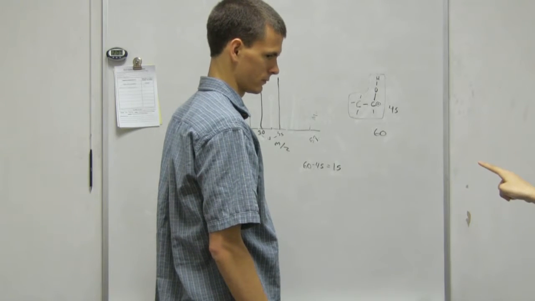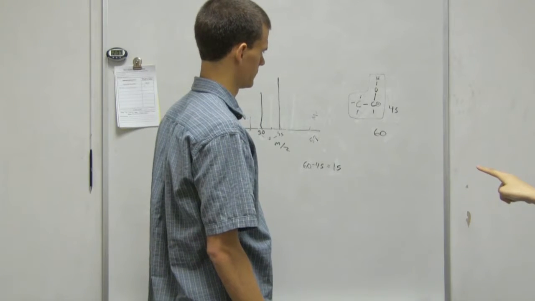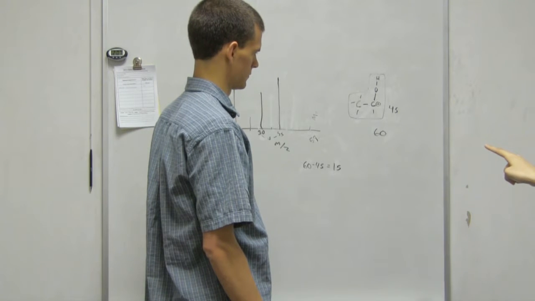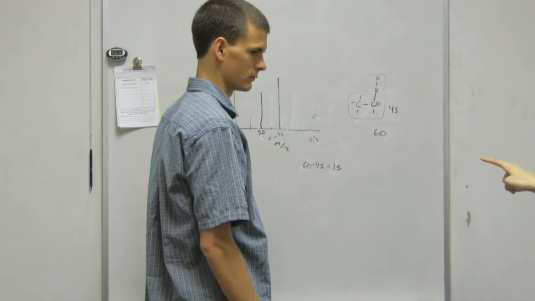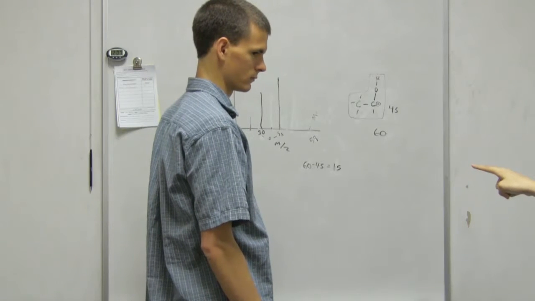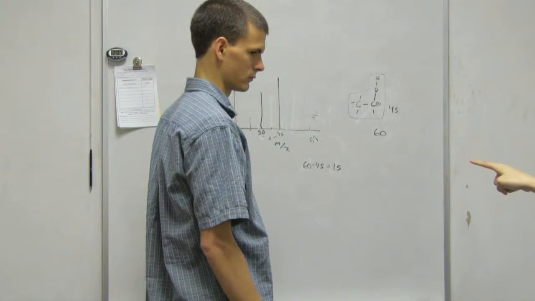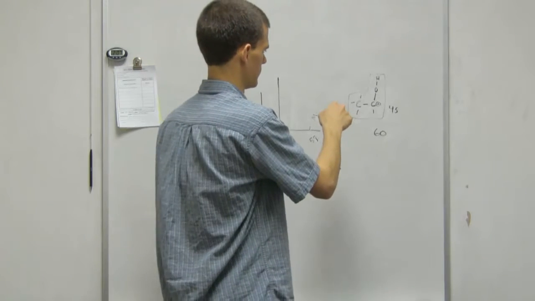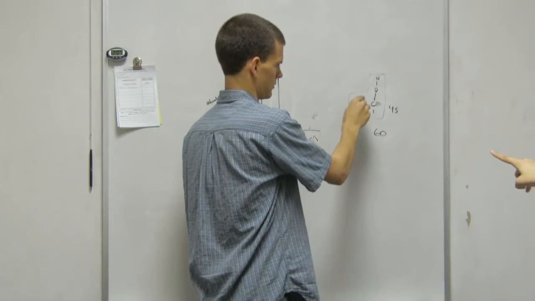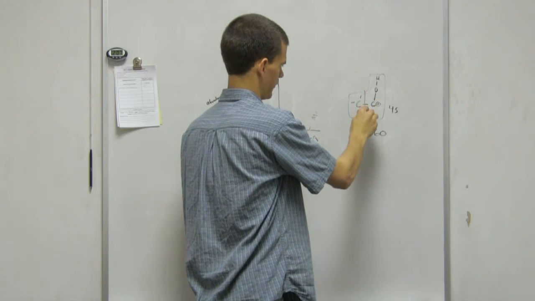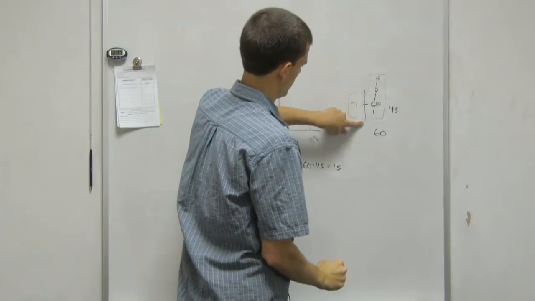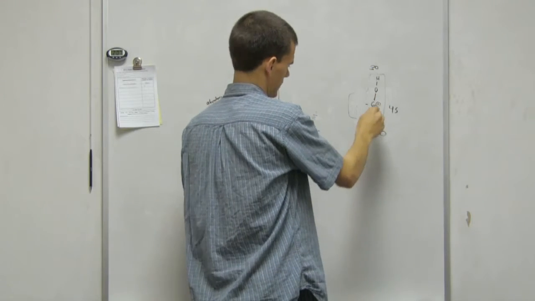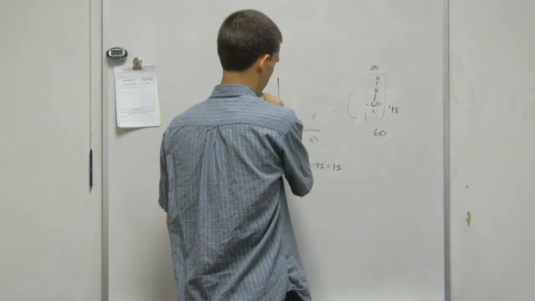Let's see, 12, 13, 14, 15. I think. Yeah, that's it. So what piece fell off? This one? This one, yeah. So if it lost this guy, now that'll weigh 30. And so that's probably what gave this peak at 30.